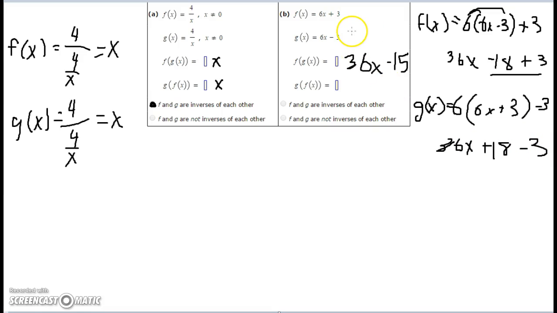And when I simplify that, I'll get 36x plus 15, because 18 minus 3 is 15. Okay, these are not the same thing. I did not end with x equals x, so I would say this is not an inverse.